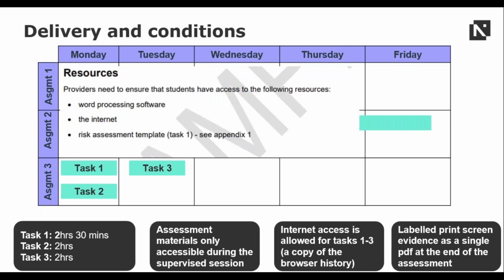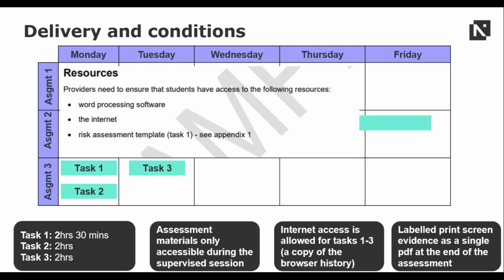You will need access to the following resources in order to complete the tasks. If students have any access arrangements or reasonable adjustments, such as additional time for the assessments, then you should apply that internally and increase the time set by the relevant amount.